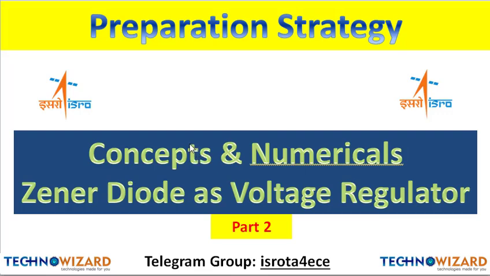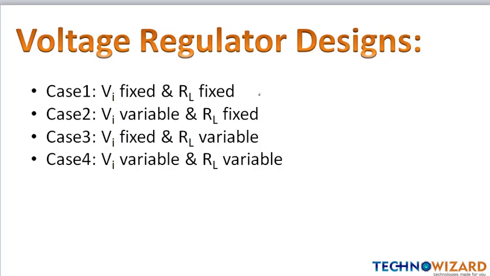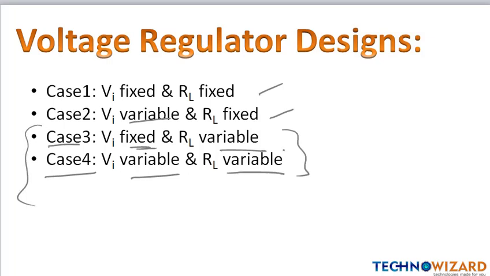This is Rohit Sharma, and in this video we are going to complete part 2 of Zener Diode as a voltage regulator. In part 1 we have seen two designs of Zener Diode. One is when VI is fixed and RL is fixed, and second is when VI is variable and RL, the resistive load, is fixed. In this video we will see case 3 and case 4. In case 3, VI, the input voltage, is fixed and RL is variable, and the fourth case will be when the input voltage is variable and the resistive load is also variable. On this we will do one question for case 3 and one question for case 4. So let's start the video.